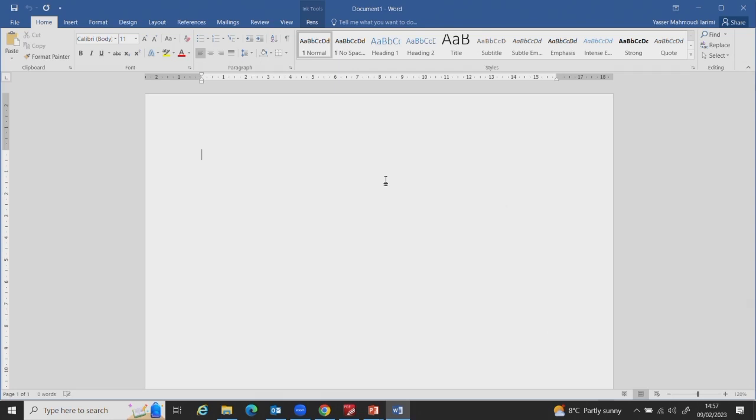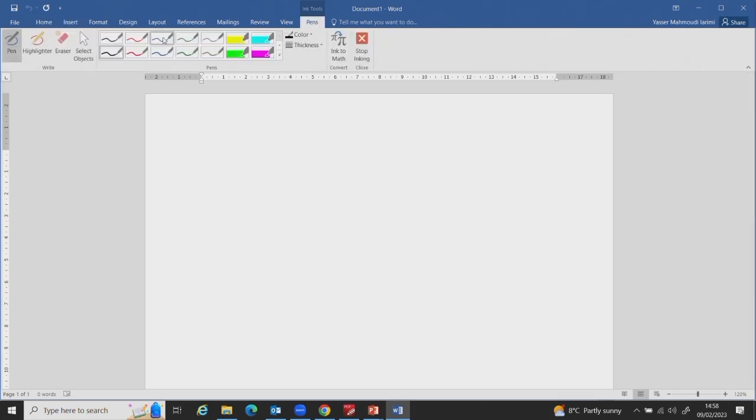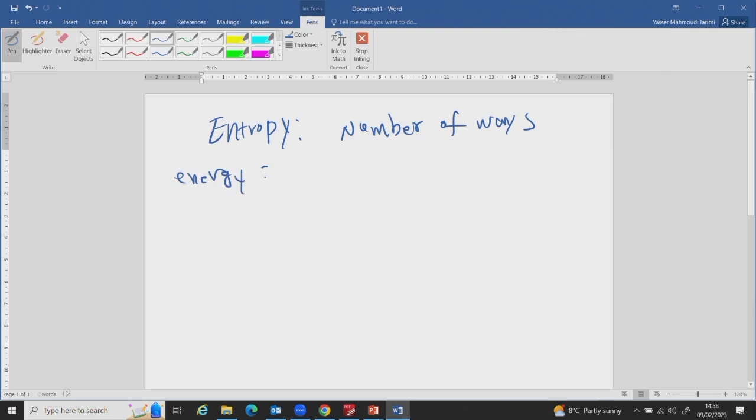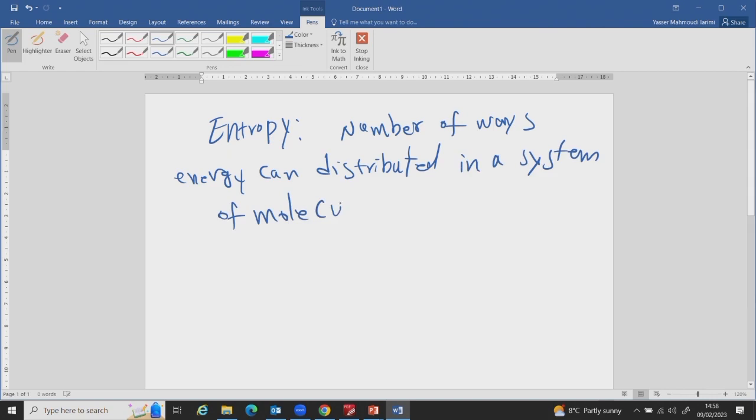No. Look, you might have heard some people say that entropy means randomness, or entropy means something is busy, or whatever like this, but the definition of entropy, I'm trying to explain to you the best I can. It's not an easy concept to learn. So entropy is defined as the number of ways energy can be distributed in a system of molecules. So let me give you an example.